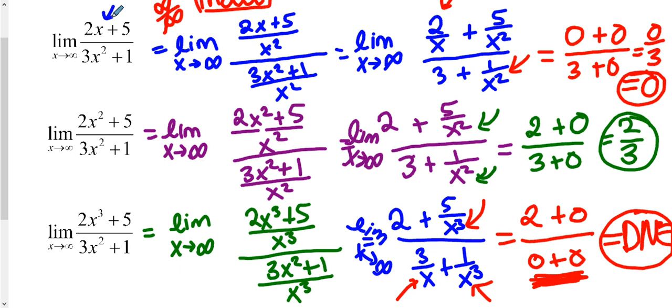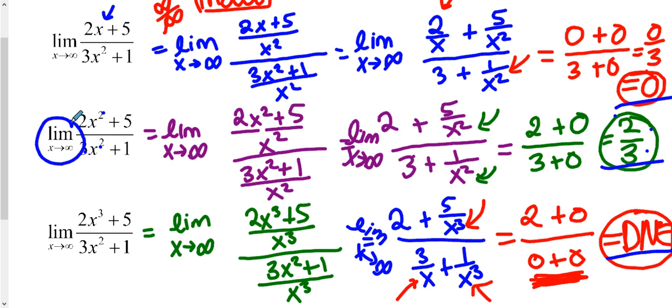First it was x, then it was x squared, then it was x cubed. Everything else in these equations stayed the same, but it changed the answer. So look at this middle answer, 2 over 3. These powers were the same. Well, guess what? That's a rule. That's a shortcut for limits.